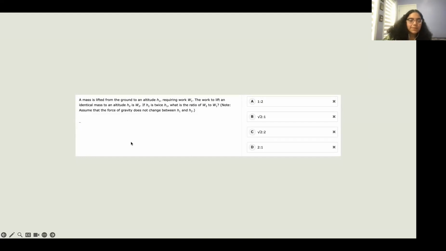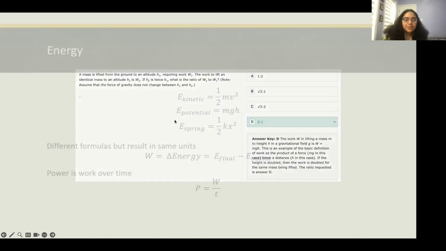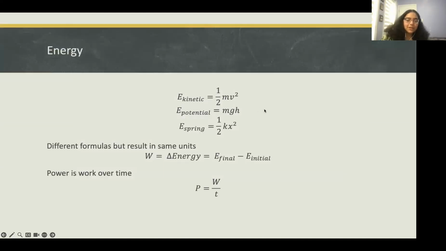Okay, so for this one, it's basically that the distance, like h1 and h2, the distance is doubling. So it's going to be d, since you're doubling the distance with the same force, it's going to be double the work. So moving on to energy, these are the more common forms of energy you'll come across: kinetic, potential, and spring. So those are the formulas to calculate those.